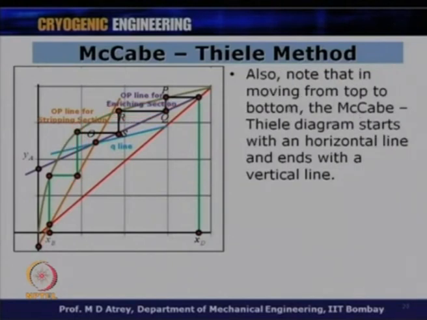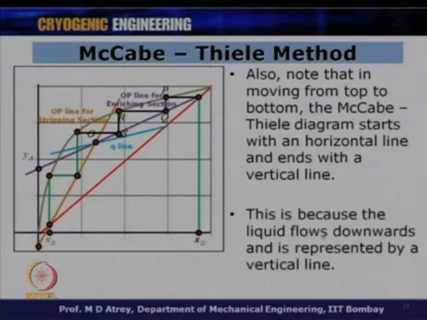Also note that in moving from top to bottom, the McCabe-Thiele diagram starts with a horizontal line here from the top, while it ends in a vertical line. Why does this happen? This happens because the liquid flows from top to bottom and is represented by a vertical line, and therefore, we do not have a liquid going down from here because there is no plate below. However, this plate receives from the top. So, this is the argument behind why we go horizontal here and vertical at the end.